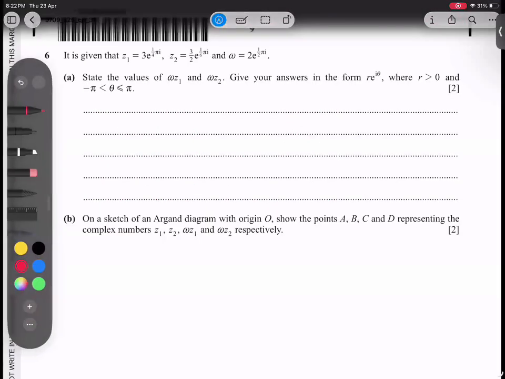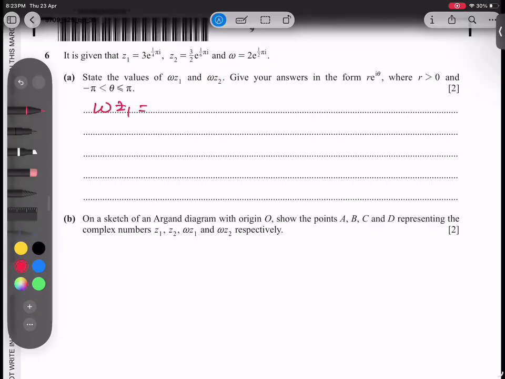Question number 6, students, we have a topic of complex numbers. And we have been given Z1, Z2, and omega. Okay. And state the values of omega Z1. It means in short multiplying these two complex numbers, and both are in exponential form. Okay. So first Z1 with omega and then Z2 with omega. So let's try to do it.